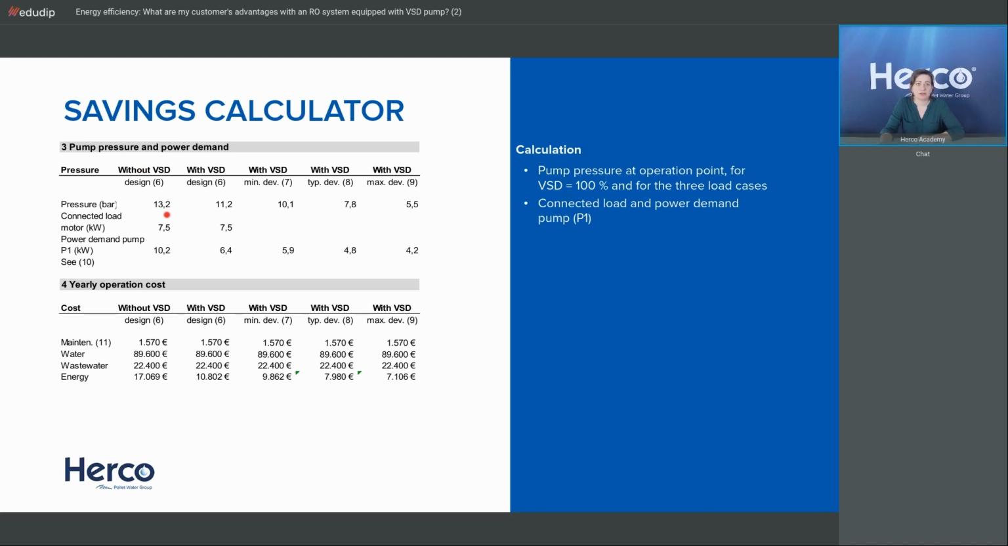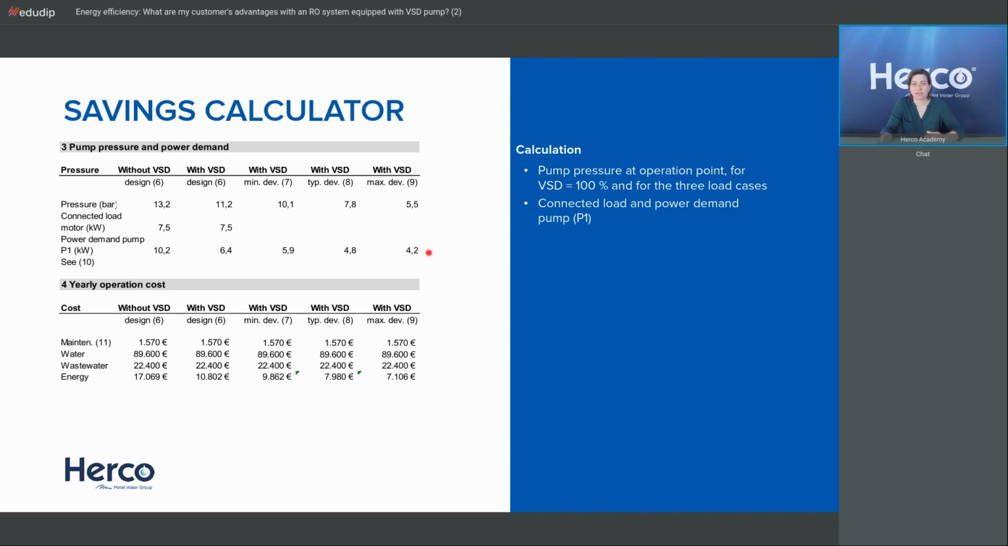You see here, this is the pressure you need with a not regulated pump. This is with variable speed drive. It's already a bit lower because you remember you always have a certain safety margin in the pump, a bit more pressure than you need, and you can reduce it already with a variable speed drive. And then you see that here you need other pressures for the different load cases, which are lower than the pressure of the pump without VSD. And of course, the power demand of the pump is proportional to the pressure that you need.